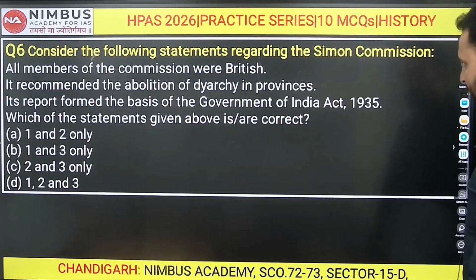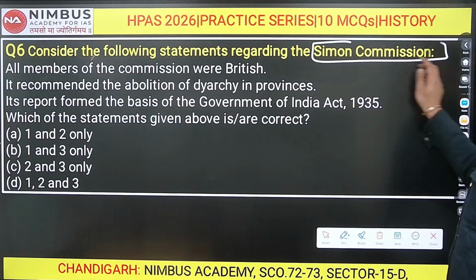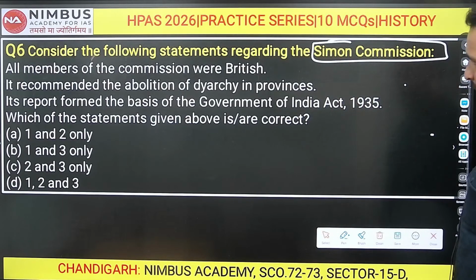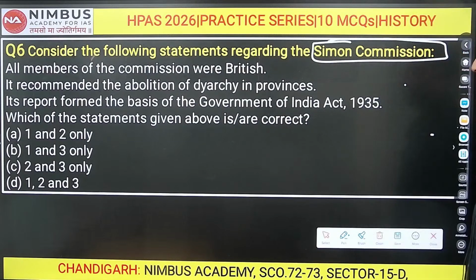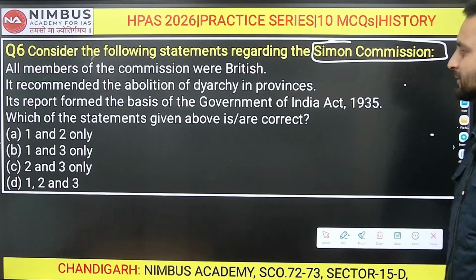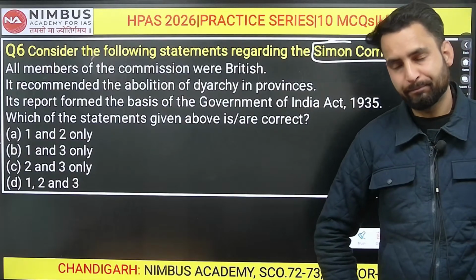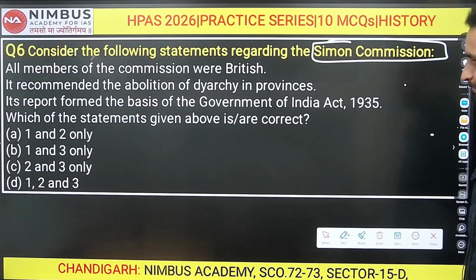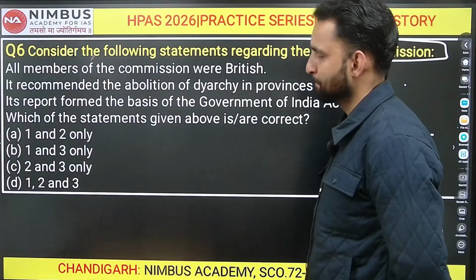Next, question number 6. Consider the following statements regarding the Simon Commission. First, all members of the Simon Commission were British. Second, it recommended the abolition of diarchy in provinces. And third, its report formed the basis of Government of India Act 1935. What should be the right answer? Let me know. What should be the right answer for question number 6?